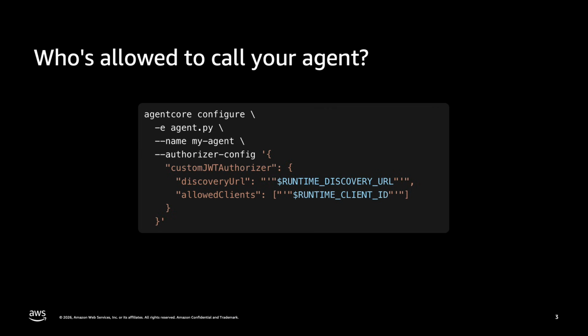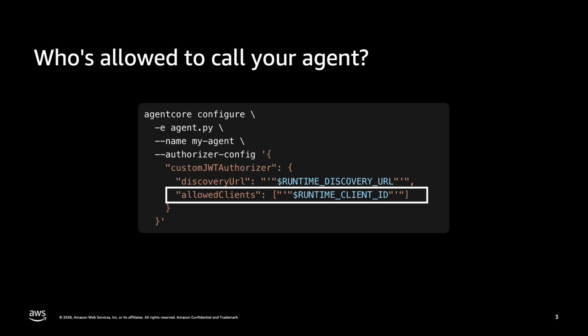Who can access my agent is addressed during configuration. You start with an identity provider you trust and supports OAuth 2.0. The identity provider's discovery URL is passed to Agent Core Runtime while configuring the agent. Why? Because this URL tells Agent Core Runtime how to use the provider to authorize calls to your agent.